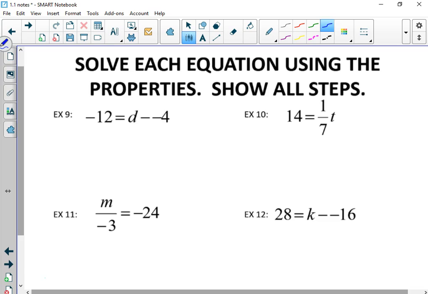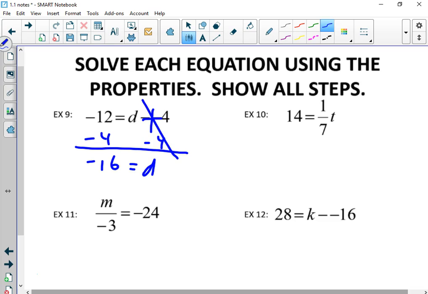Okay, number 9 is tricky. What's tricky about number 9? Double negatives, yeah. So when you subtract a negative, you're really adding the opposite, right? You subtract a negative, you're really adding 4 instead of subtracting negative 4. So that's really d plus 4. And now all we do is minus 4. Cancel. D is equal to negative 16. Now this is one of those ones where you're more in debt. You owe somebody 12 bucks, then you borrow 4 more.